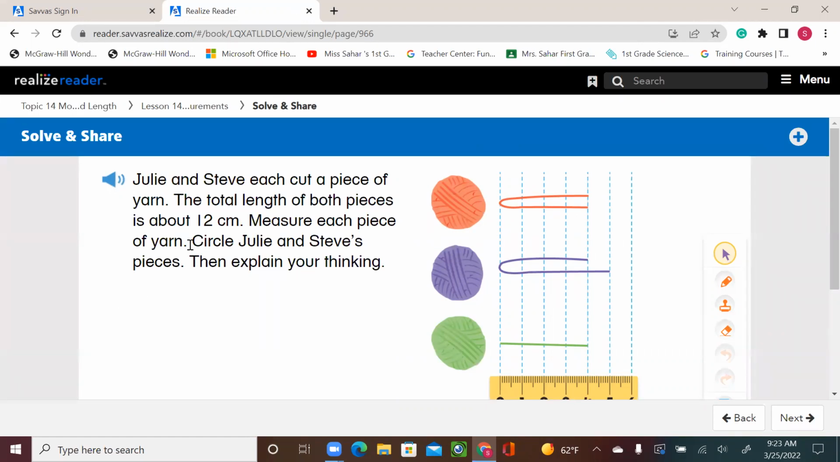All right. We're still learning about measurement. So today we're going to deal with objects that we don't know the measurement or the length of. So we need to find it out. So let's start.